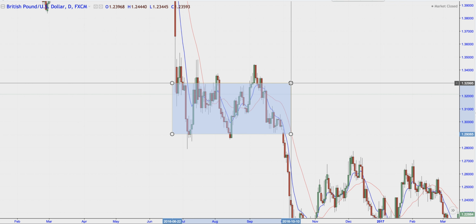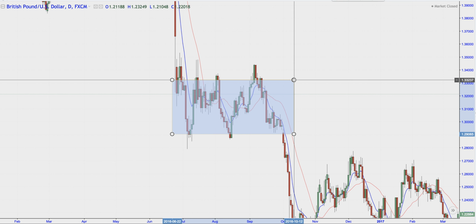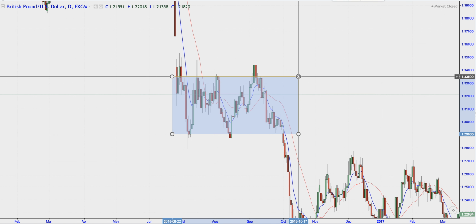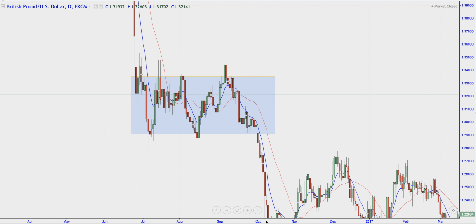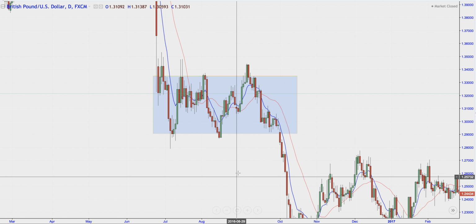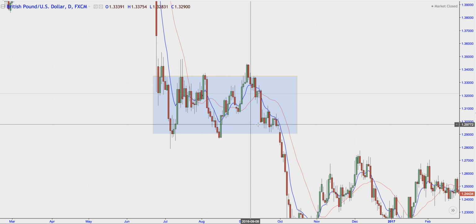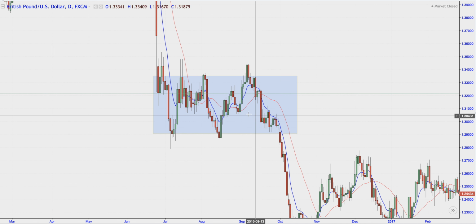This price was trapped between 1.29 and 1.33500. So I'm just going to draw that there. This is a 450 pip range in which the price was trapped for the period of, I think, June to August 2016.